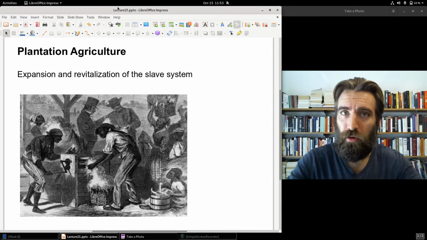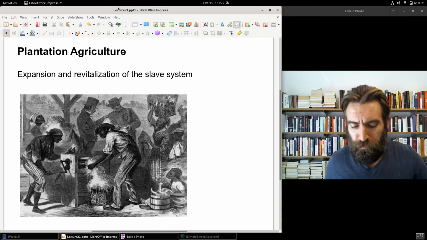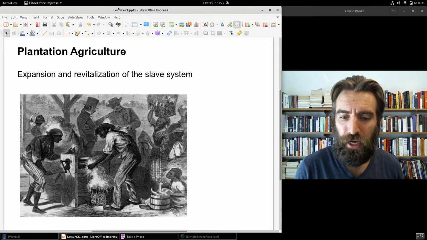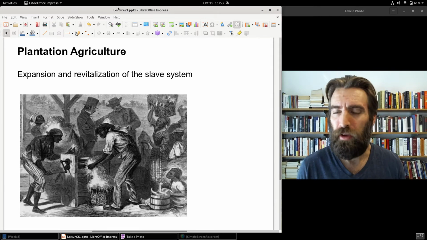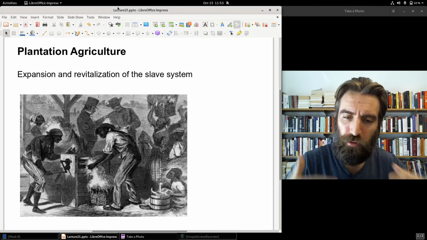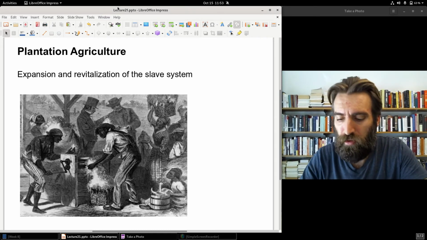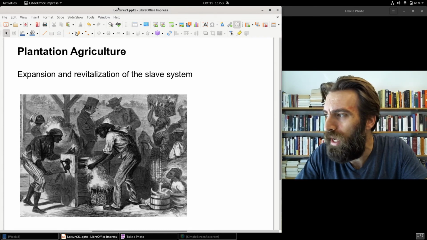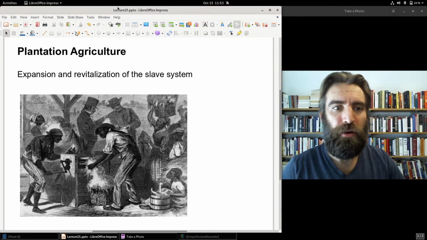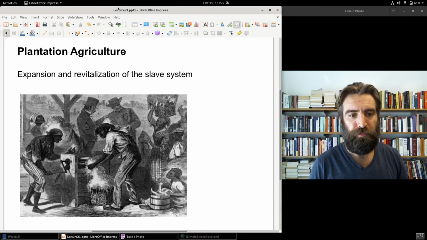The cotton boom also gives a new boost, a revitalization, to the slave system, which had taken a bit of a hit in the late 18th century as far as its reputation. Many of the founding fathers, even the ones who were slaveholders, were very uncomfortable with slavery. And there was a common view, even among some slave owners, that slavery was an immoral system and was going to die a natural death. But with the onset of the cotton boom, a new sort of belief and defense of slavery emerges.